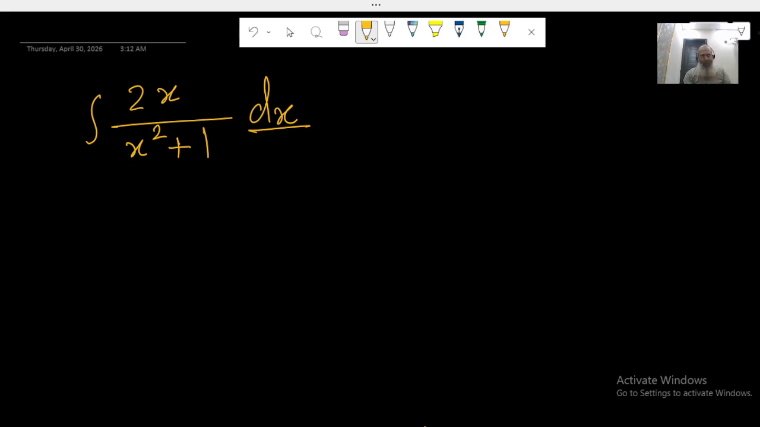This is the main problem, and here this is a differential dx, and it is necessary to write it after the fraction or after the integral. Without it, the examiner can cut your marks.